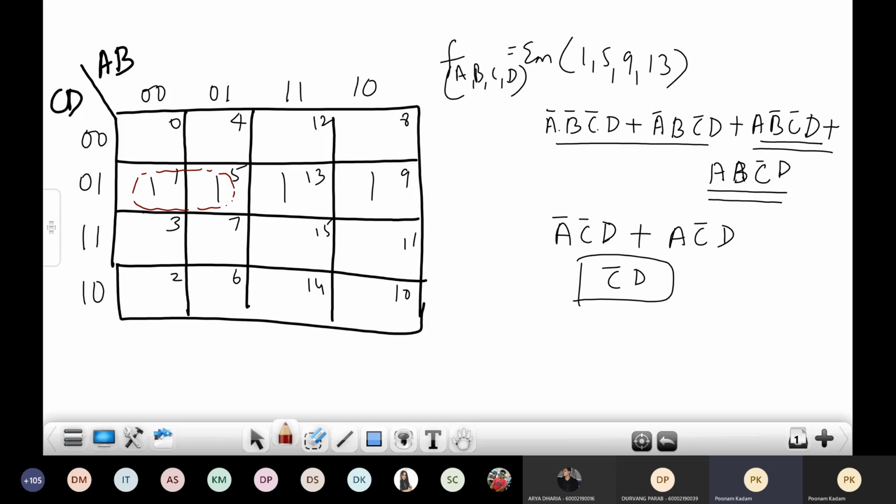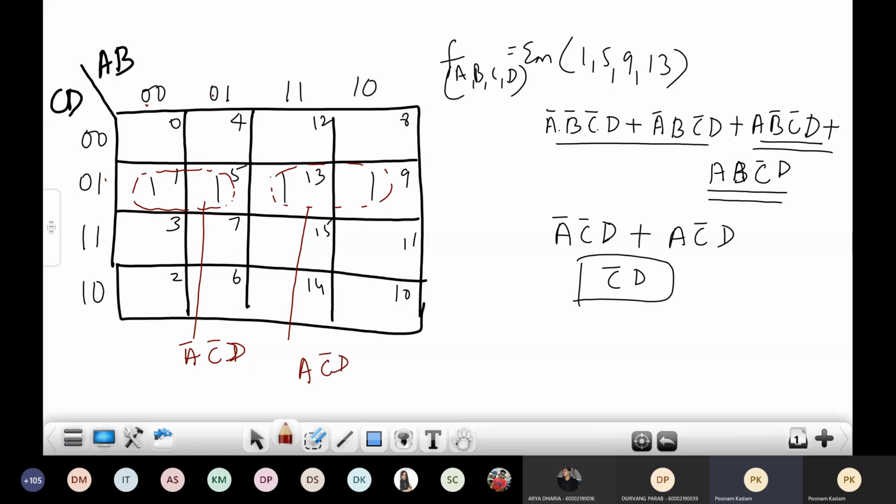If you make a group of these two cells, what do you get? A bar, C bar, D. You have to see which variable is not changing, only those will come, right? So it means A bar, because A is not changing, it is 0, and B is changing. C is changing, D is not changing. So C and D are not changing, so A bar C bar D. And if you combine these two, what do you get? You get A, B is changing, C and D are not changing, so C bar D.